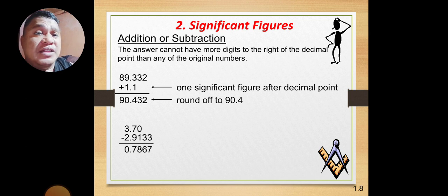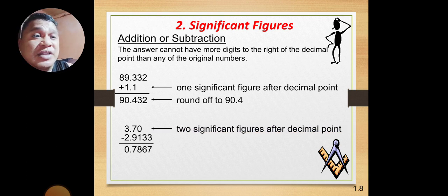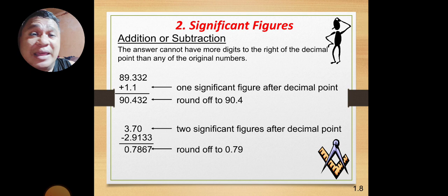Second, 3.70 minus 2.9133. After the decimal point, the 3.70 has 2 significant, the 7 and the 0. The second, after the decimal point, 9, 1, 3, 3, there are 4 significant. So the least is 2. So your answer should be 2 significant after the decimal point. So you have to drop the other significant digits. That is the very basic rule for algebraic operation.